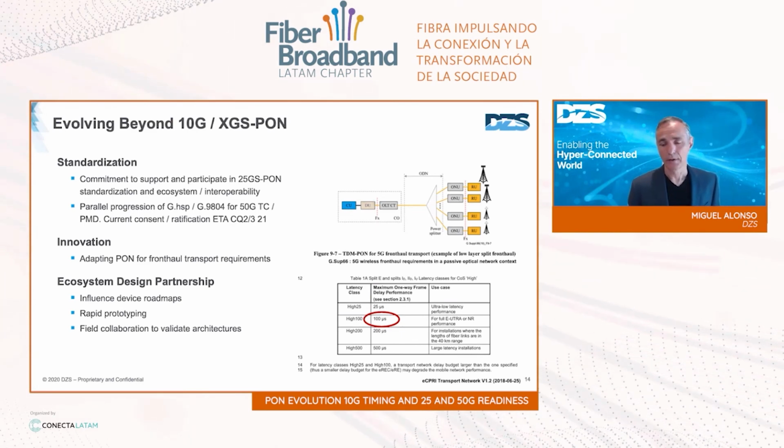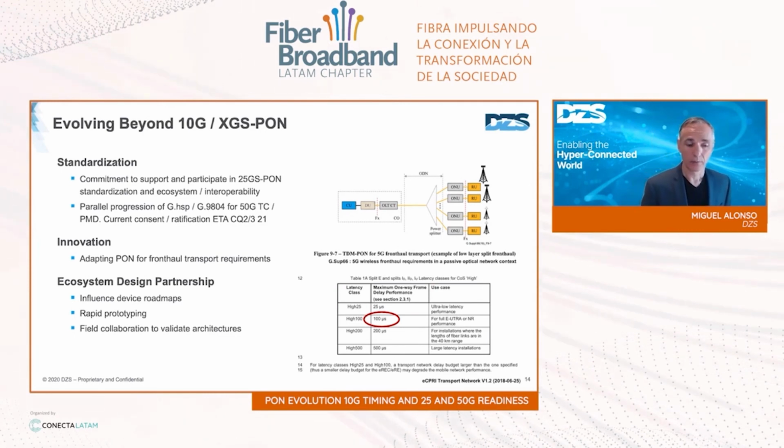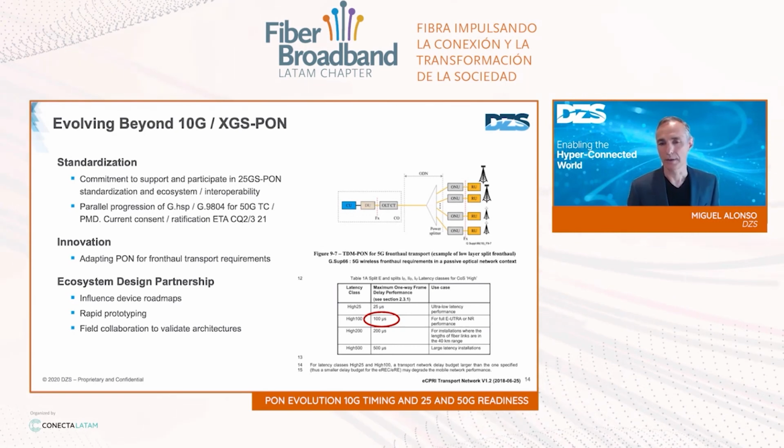And then last but not least, we're exerting a lot of energy with the complete technology ecosystem to make sure that we are able to influence device roadmaps, for example, with system on a chip providers. We have the ability to do rapid prototyping of 25 and 50 gig class PON systems so our service provider customers can get ahead of the curve and start toying with the technology. And we are also working with our service provider customers and our technology ecosystem to do field collaboration to validate those architectures.